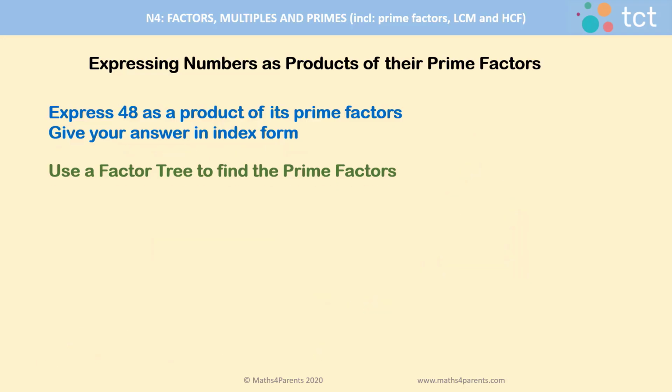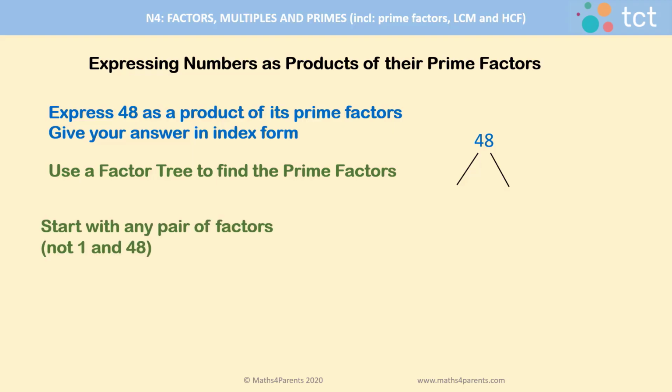This is one for you to try. So if you want to get some paper and a pen and have a go at this, we're going to express 48 as a product of its prime factors. Which pair of factors can you think of that would make the product 48? If you want to pause the video here and have a go at working this out, remember it doesn't matter which two factors you start with, you'll end up with the same prime factors.